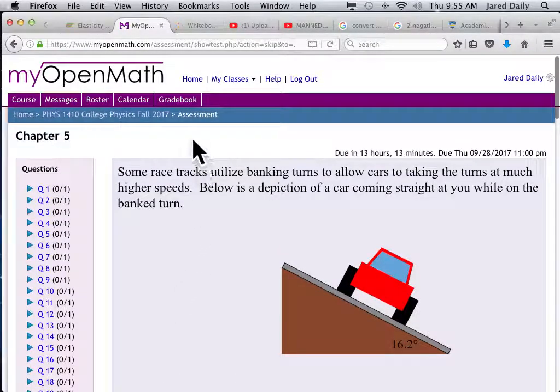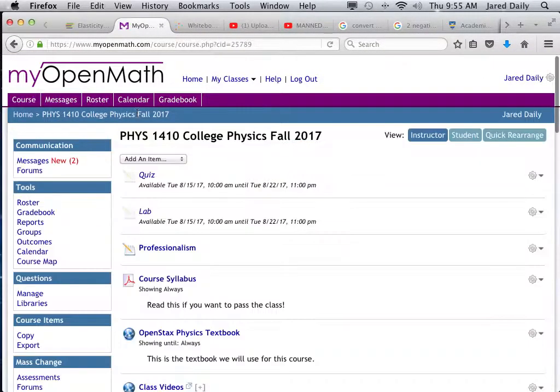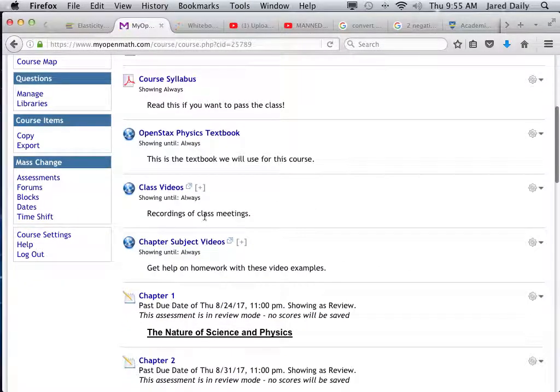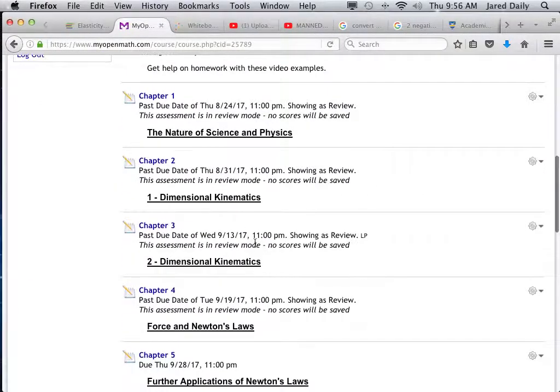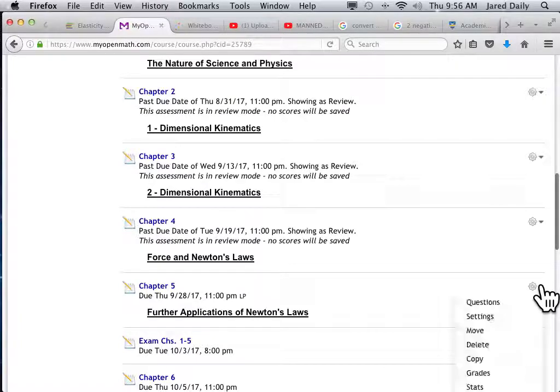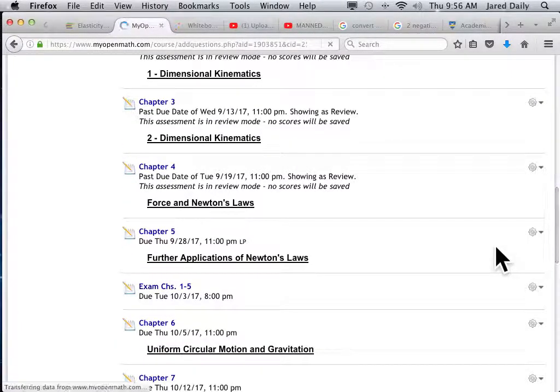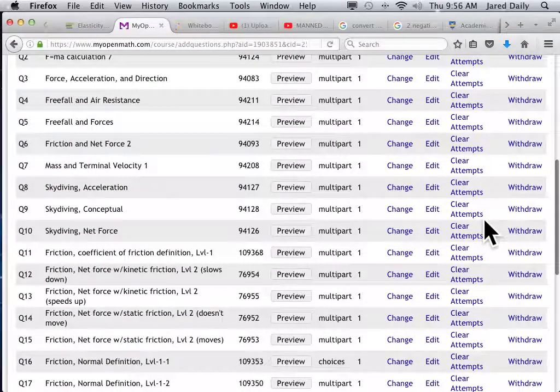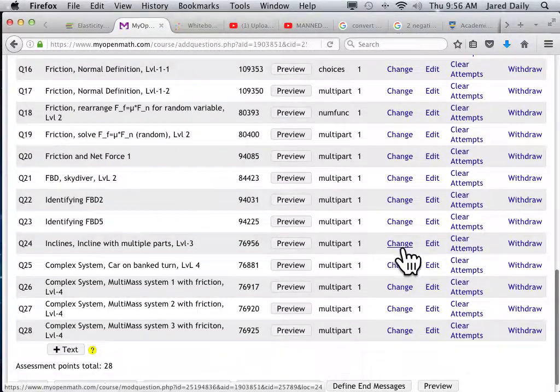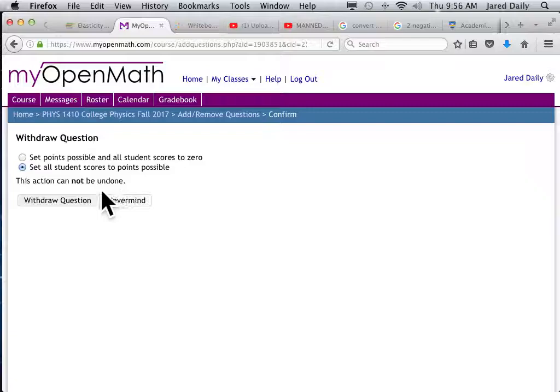I'm going to take it out of the assessment right now. Sorry about that. I think I should just remove it completely, but I haven't figured out how to do that yet. If I withdraw it, all it does is cross it off. We'll give you all 3 points for that question.